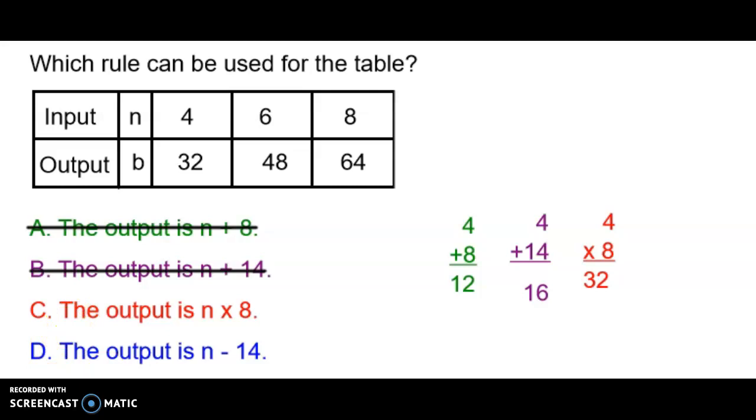Okay, let's look at D. The output is n minus 14. So 4 minus 14, or in this case, we would have to switch that and do 14 minus 4. And 14 minus 4 is 10. Is our output 10? It is not. So the answer will not be D. So our correct answer now is C. So we now know that the rule for this table is times 8.